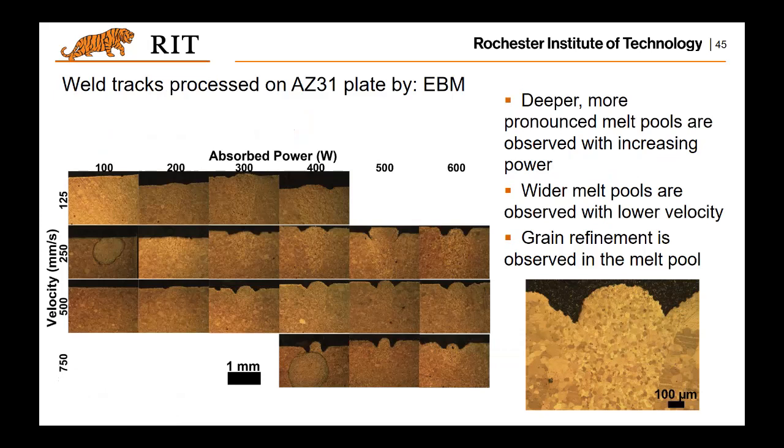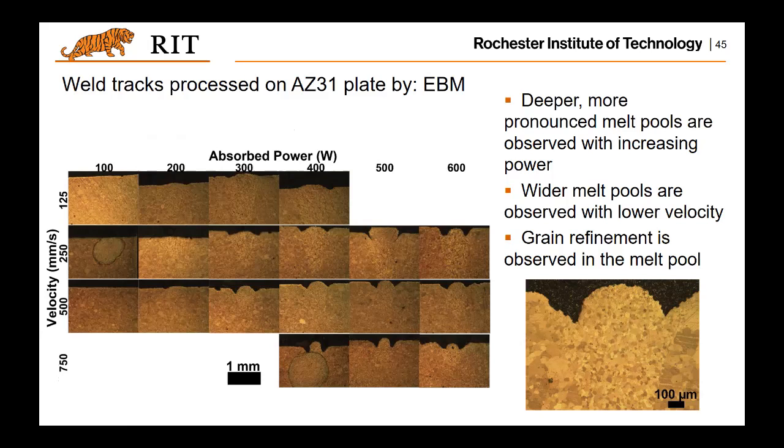So if we take a close look at those parts built by the EBM process, if the power is increased, there will be a deeper and more pronounced melting pool generated. I mean, that's intuitive, right? If the power is bigger, then it's obvious the powder will be melted more, and the melting pool will be larger, right?